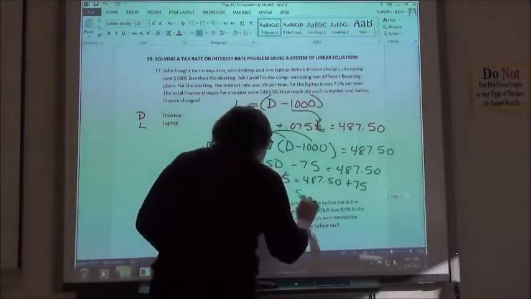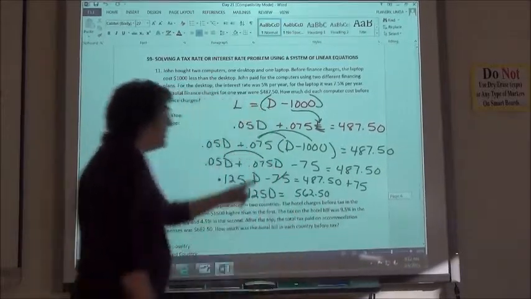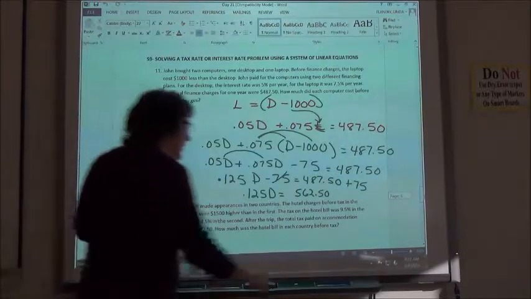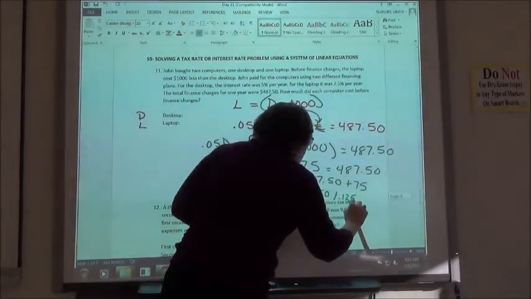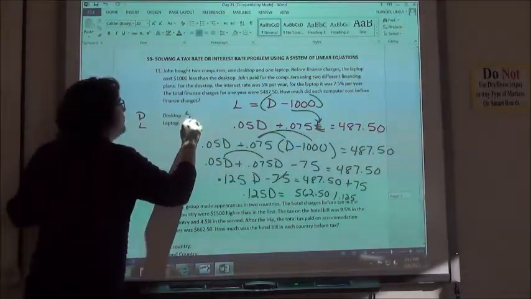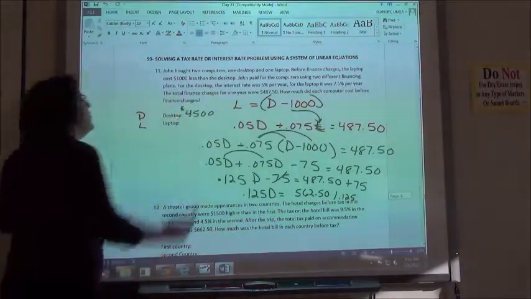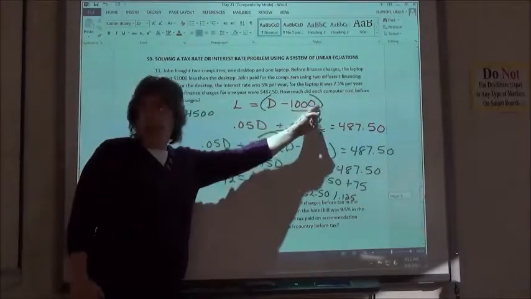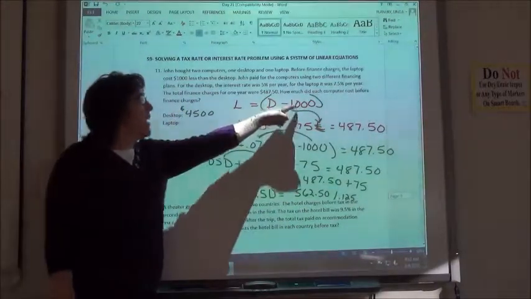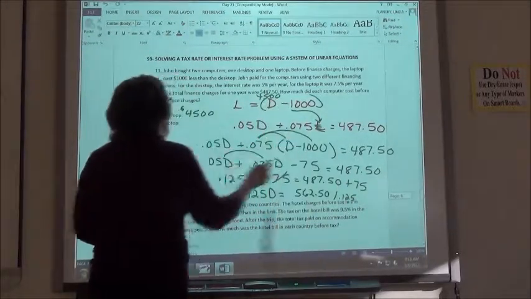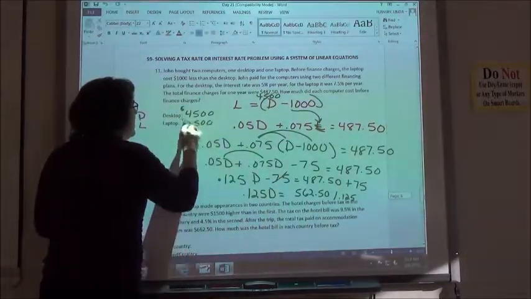$562.50. And then in order to solve that, all I'm going to do is divide by my 0.125. So my desktop D is $4,500. I still need to find the price of my laptop. In order to find it, I'm going to go to this very first equation that was already solved for the laptop. The laptop was $1,000 less than the desktop. So if I take $1,000 off my $4,500, my laptop's going to be $3,500 then.